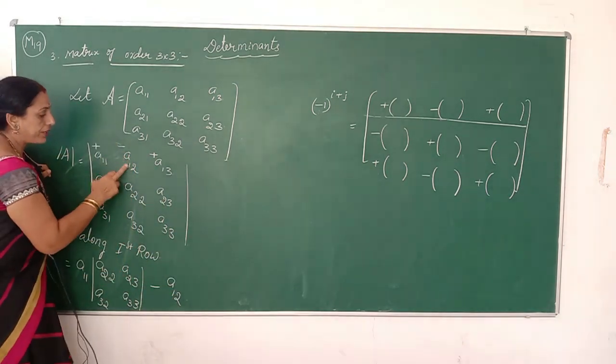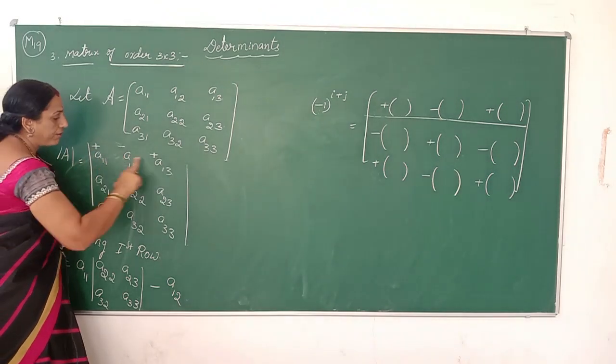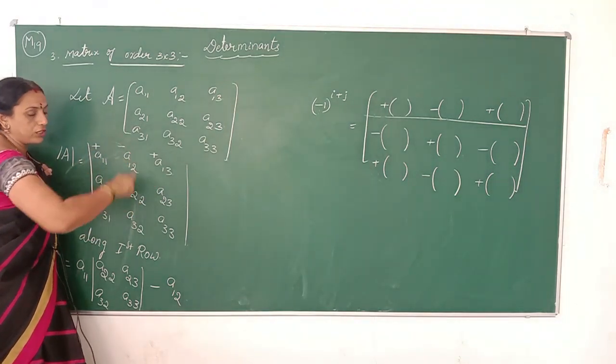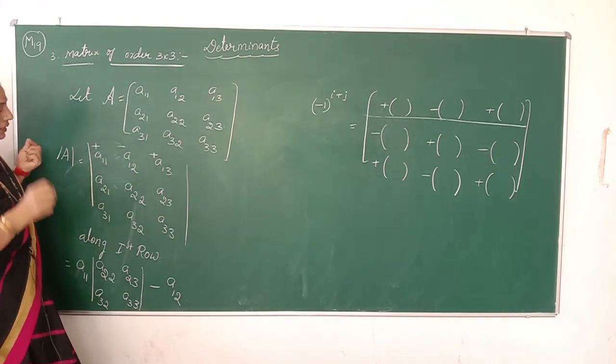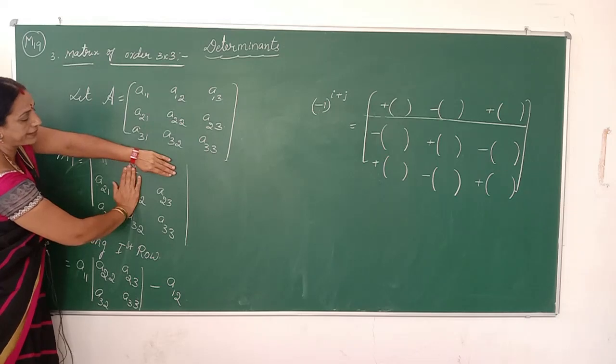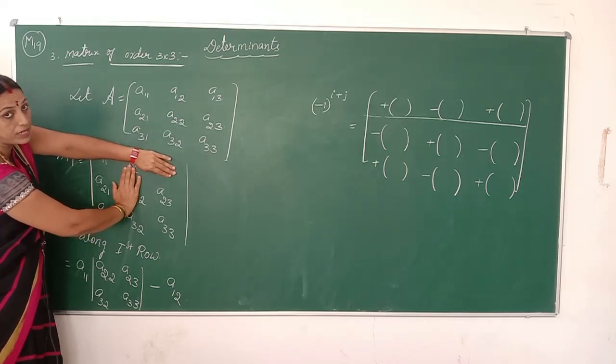Now A12 is an element of first row and second column. A12 is an element of first row and second column. Again these elements get neglected. These elements, what are the closing of these rows and columns?